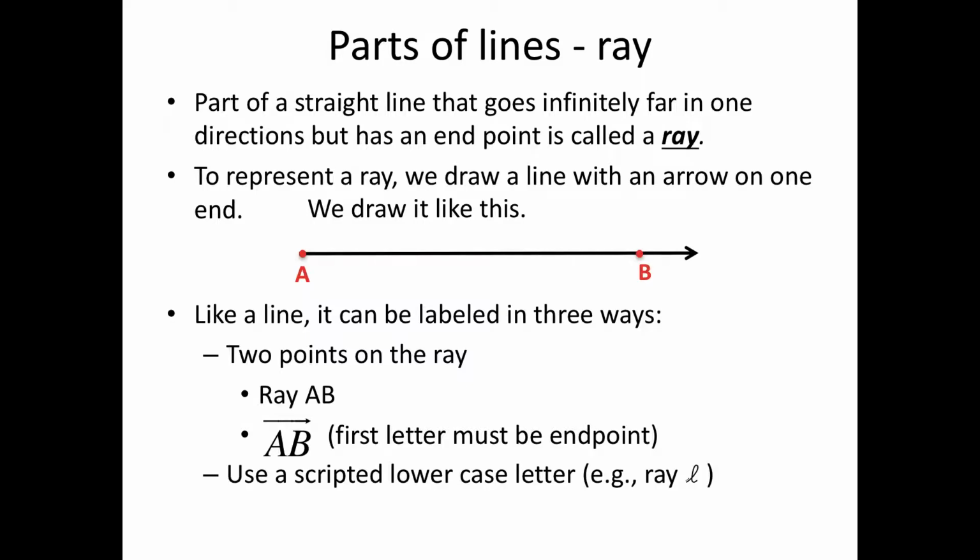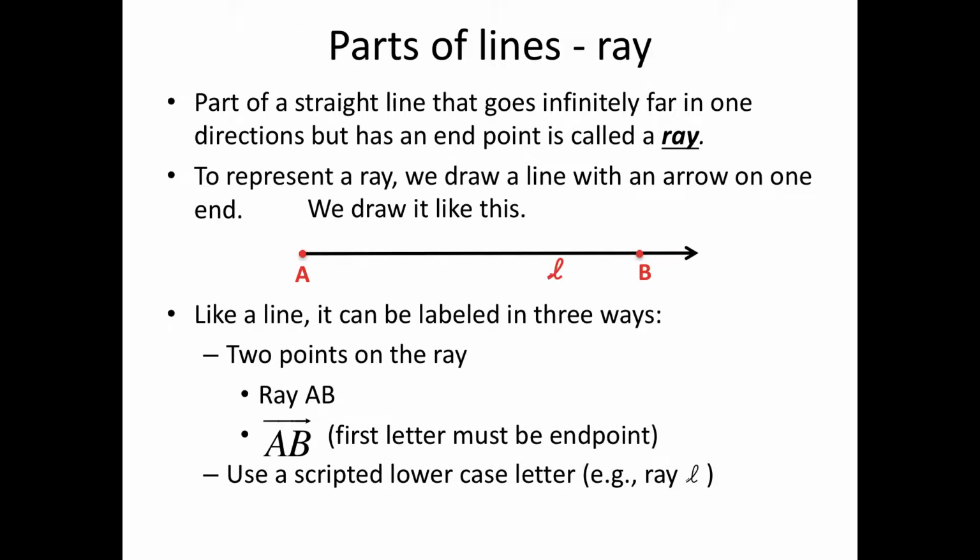And finally you can use a lowercase script letter, again like L or M or whatever. But the thing that people get wrong when they do this is when they label this AB, there might be another point on here that isn't the end point. Labeling it ray AB lets me know that A is the end point. A is sort of that gun in the ray gun where it starts, and then it goes infinitely far, goes through B, and then just keeps going.